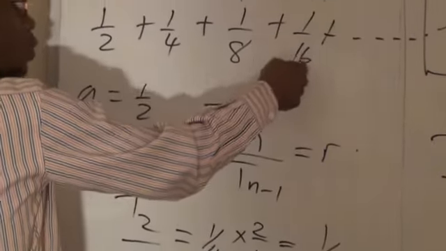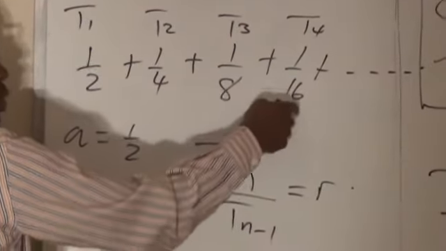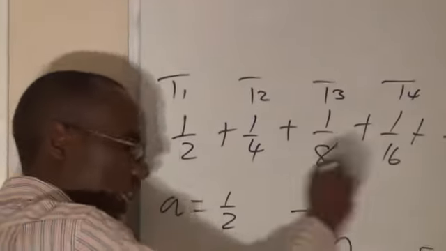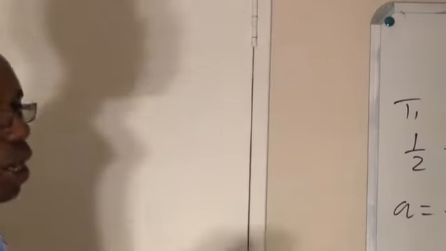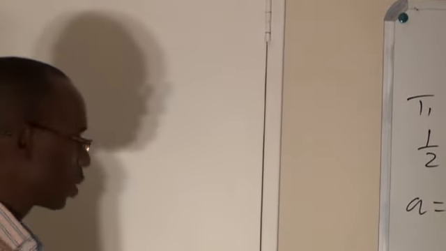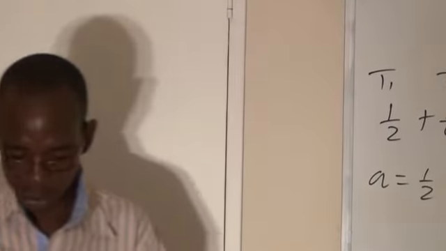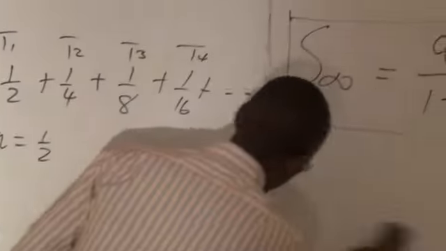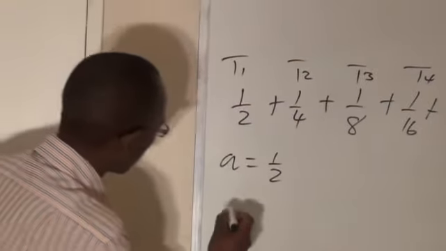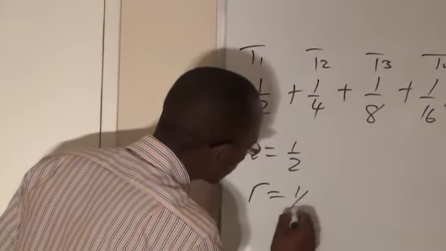If we do the same, T4 over T3, that will be 1 over 16 divided by 1 over 8, which is 1 over 16 multiplied by 8 over 1. We again get half. So we should convince ourselves, therefore, that we're sitting with a geometric progression here. We're sitting with a geometric series. The other thing that we notice is that our common ratio is half.